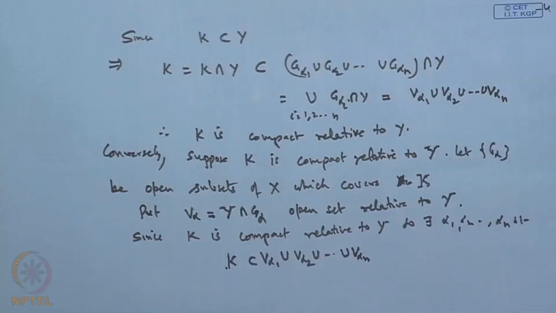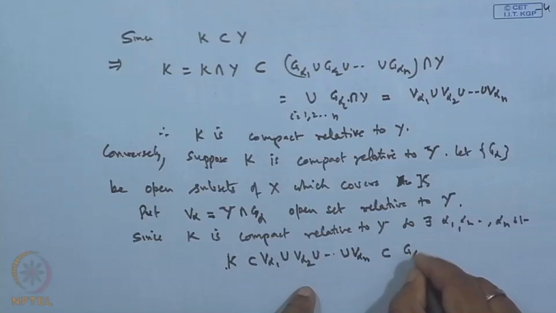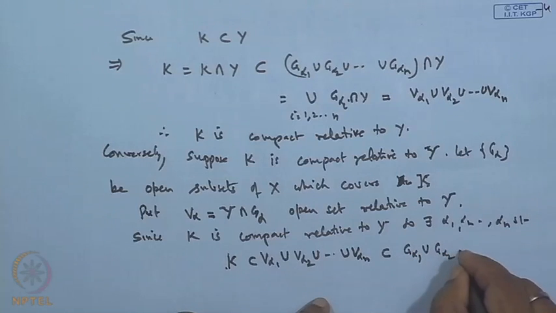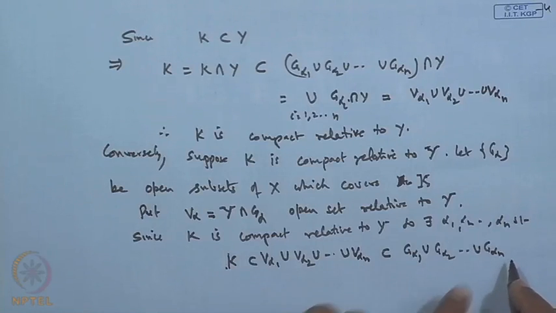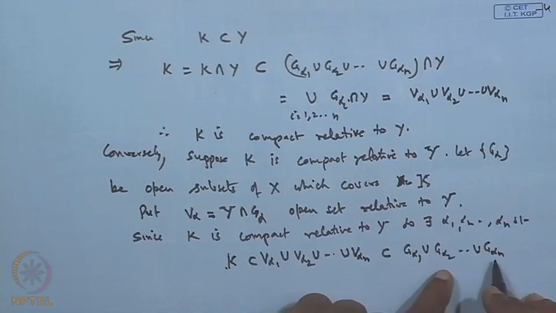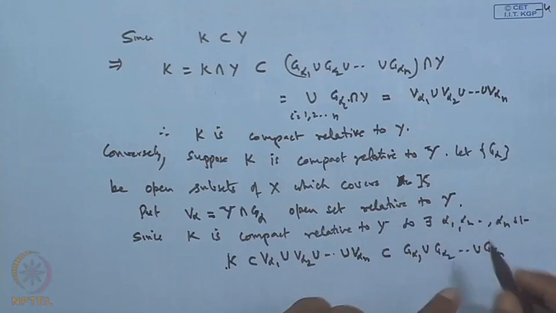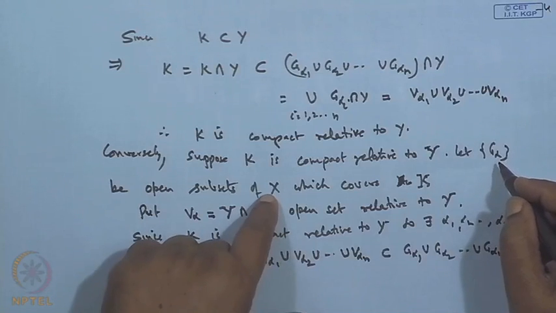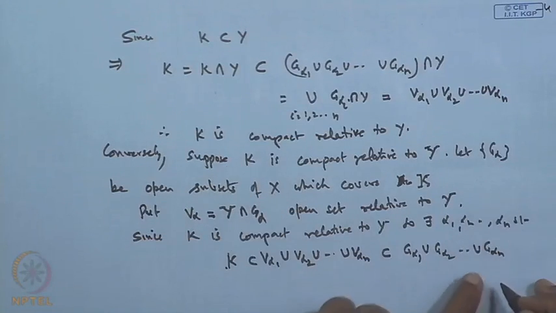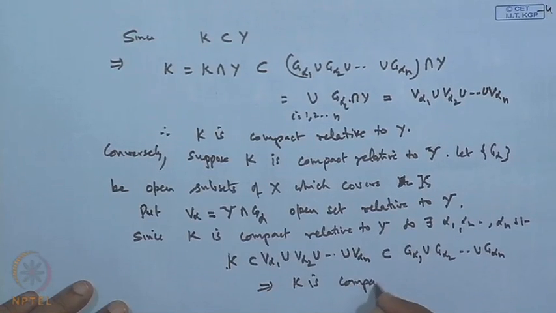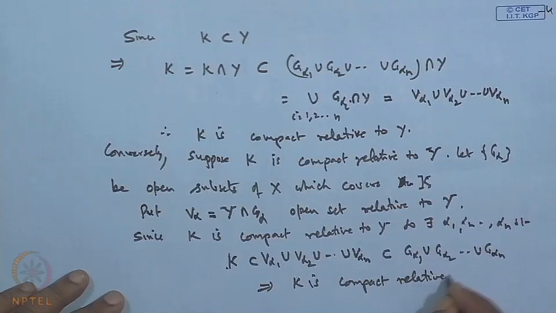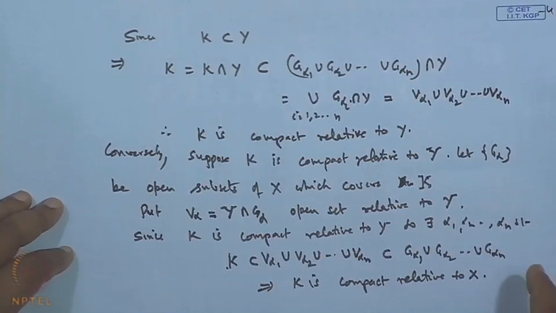Okay. But V alpha 1, V alpha 2, V alpha n, these are subsets of what? Subsets of G alpha 1 union G alpha 2 union G alpha n. V alpha 1 is a subset of G alpha 1, V alpha n is a subset of G alpha n. So, K is also contained in the finite union of these open subsets which are open with respect to X. Therefore, every open cover of K relative to X has a finite subcover. So, this implies K is compact relative to X, and that proves the result. Okay.